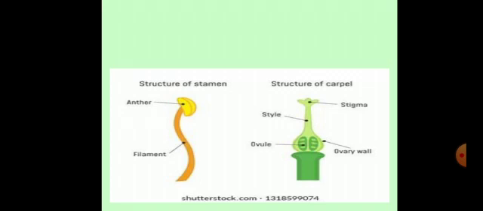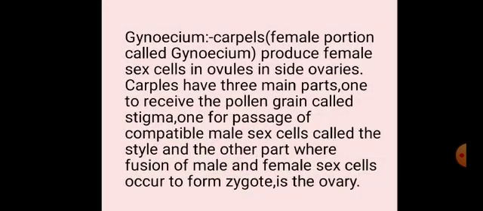The stamen has how many parts? There are two parts: filament and anther. But how many parts does the female reproductive part have? There are three parts: stigma, style, and ovary. So the gynoecium or carpels, the female portion, is called gynoecium.